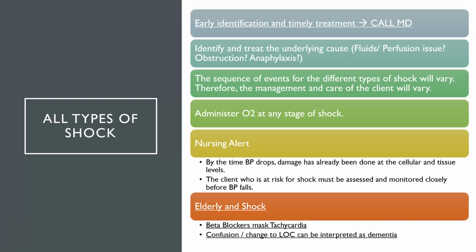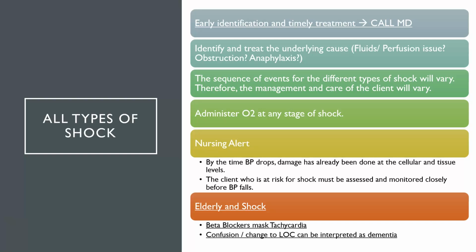Your nursing alert: by the time the blood pressure drops, damage has already been done at the cellular and tissue level. Clients who are at risk for shock must be assessed and monitored closely. We monitor closely every hour, if not sooner. You're elderly in shock, beta blockers are going to be dangerous with this because it's going to hide the fact that the heart is trying to pump faster.